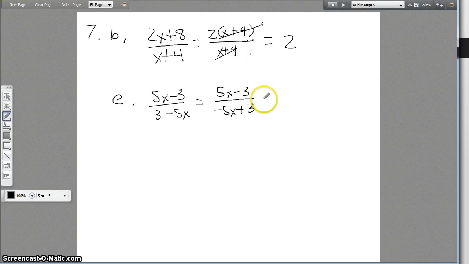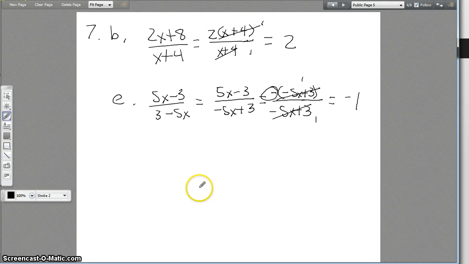Now I can look at the numerator and say, oh, this looks like it's just the opposite of what's in the denominator. So my denominator is negative 5x plus 3. I can rewrite our top as negative of negative 5x plus 3, because negative of negative 5x is positive 5x, and negative of positive 3 is going to be a negative 3. And now you can see negative 5x plus 3 is in the numerator, and negative 5x plus 3 is in the denominator. So I can divide the top and the bottom by negative 5x plus 3. And what I get is a negative 1, because I have this negative here that was outside of the parentheses.